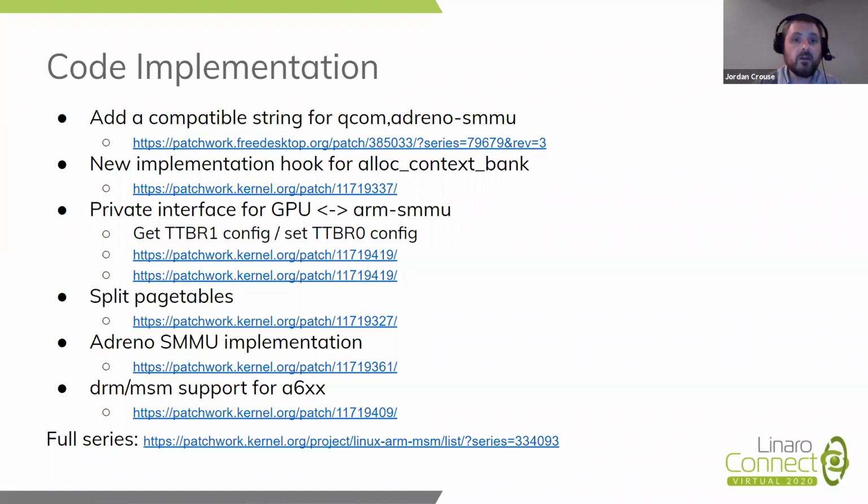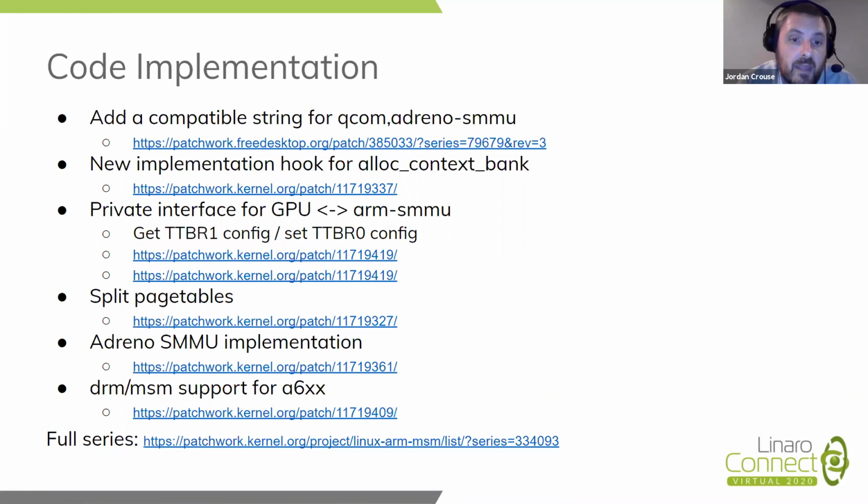And then we had to create a new implementation hook inside of ARM SMMU for us to allocate the context bank. That's pretty simple. If the function exists, we call into it, and then we do essentially the same thing that the generic code does, looking up a bitmap and finding an open page table or an open context bank. The only difference is that if it is stream ID 0, then we know it's the GPU instance, and we'll just return 0.